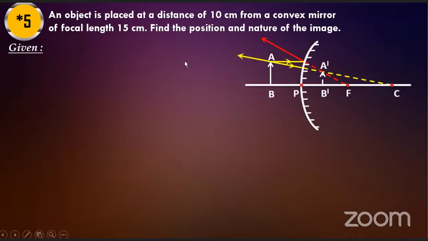Centimeters. 10 centimeters. 15 centimeters. From the convex mirror, 10 centimeters is the object distance. What is the focal length? 15 centimeters. Then find the position and nature of the image. Position, nature. Position is what?